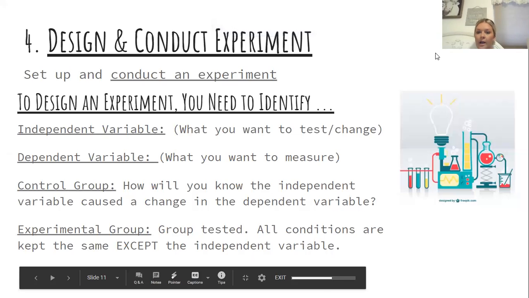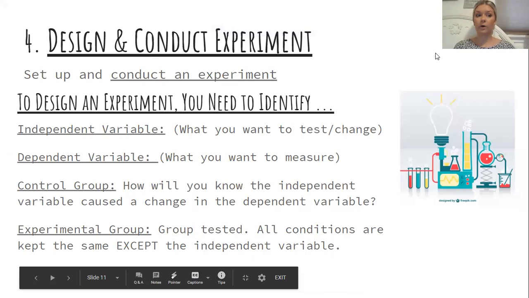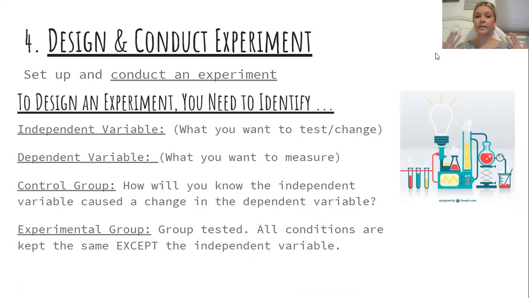So after we stated our hypothesis, we are now going to design and conduct an experiment. So this is step 4, design and conduct an experiment. To design an experiment, you need to identify a couple different things.